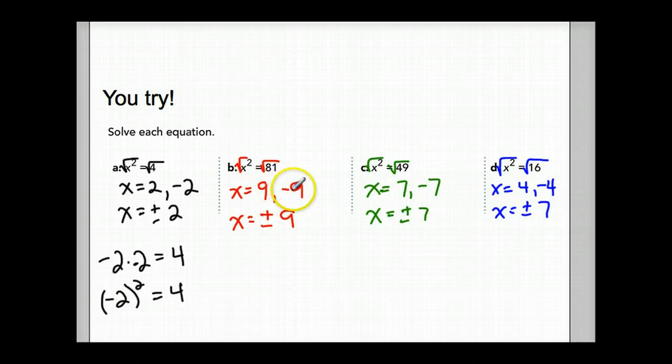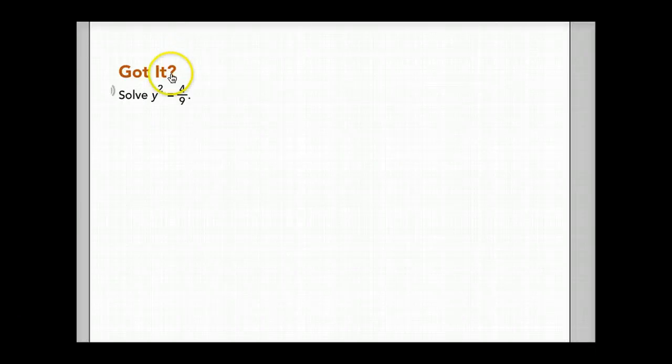x equals 9 or negative 9 for B. x equals 7 or negative 7 for C. And x equals 4 or negative 4 for D. So if you didn't get those right, pause now and write the correct answers. Okay, so now for the second Got It. It says solve y squared equals 4 over 9, or 4/9.